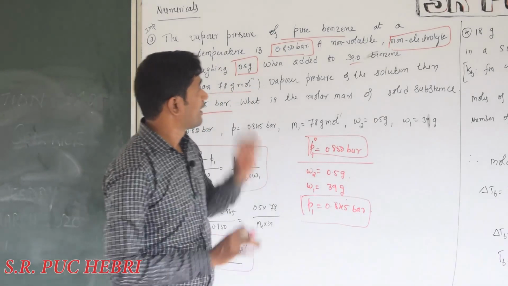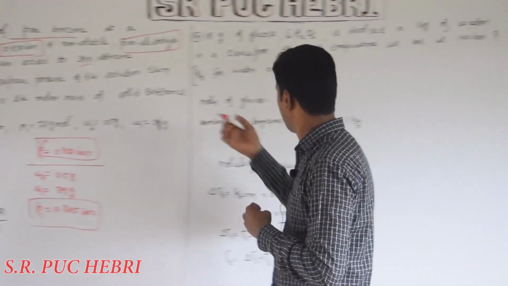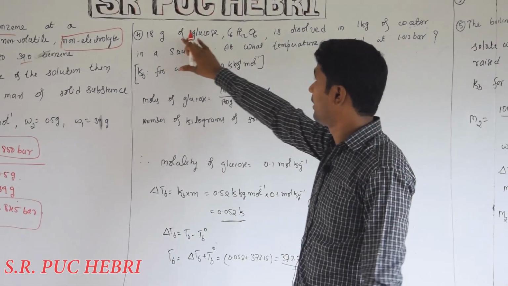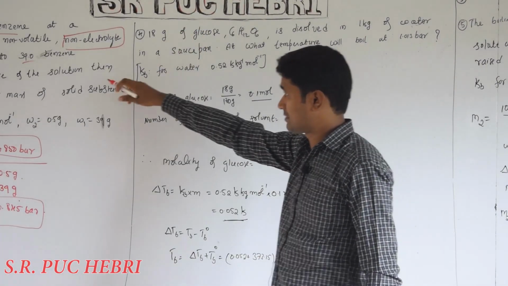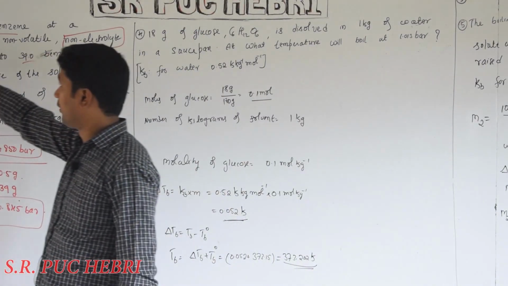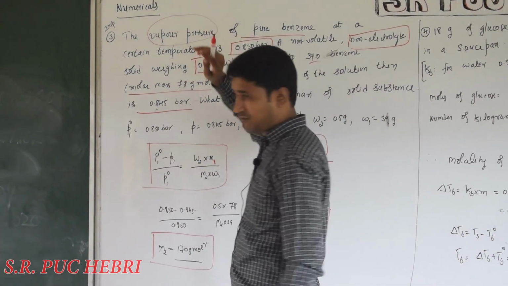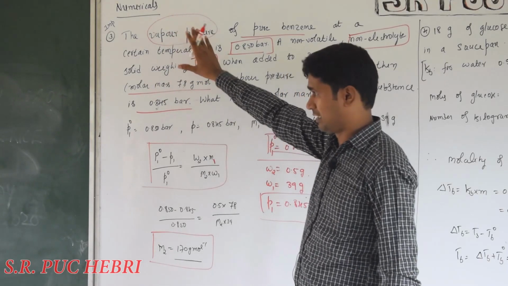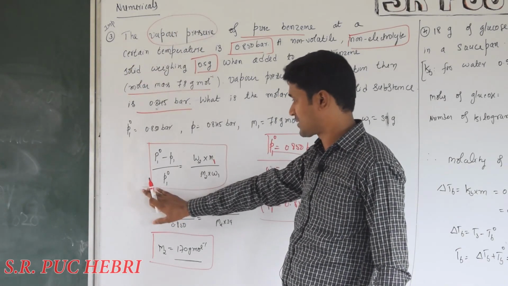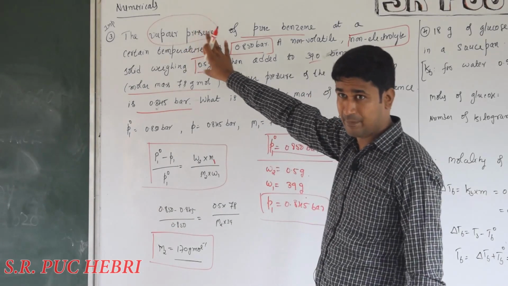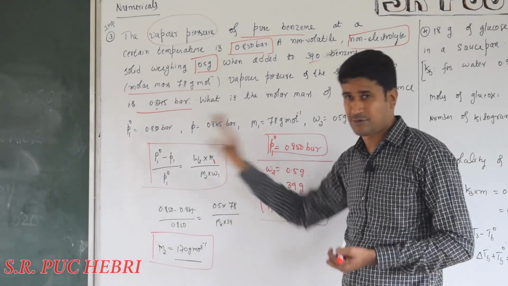Next, question number 4. This is a different kind of numerical. It's based on the elevation in boiling point. So this is related to what? Relative lowering of vapor pressure. They will mention it like this. So how do you identify the correct formula once you look into the numerical given? If they mention the vapor pressure term, then you have to substitute this formula.